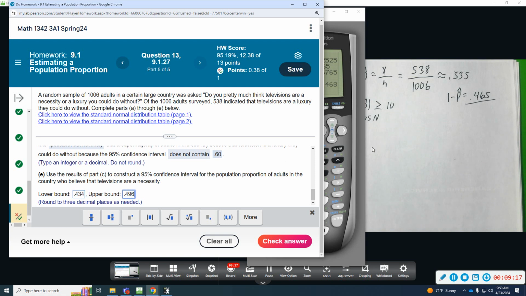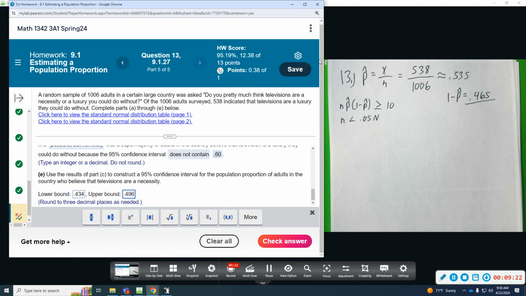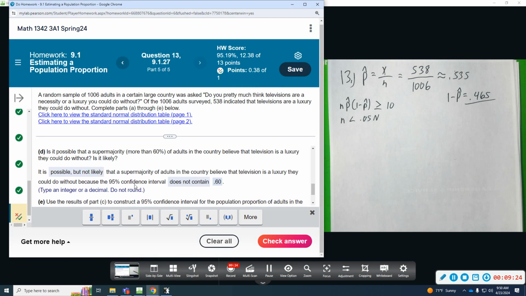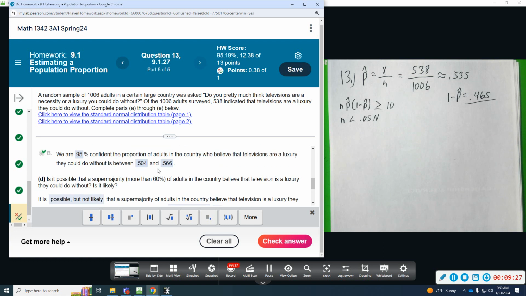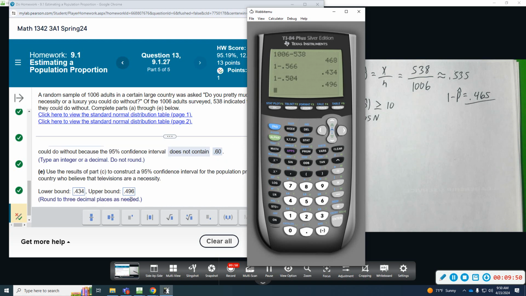Do also note that once we got the first confidence interval, we can just do 1 minus these two numbers and get the same values. If I did 1 minus the upper limit, 0.566, that gives me the lower bound of 0.434, and 1 minus 0.504 gives 0.496. You just have to know that relationship to think to do that. So you get those same two numbers, 0.434 and 0.496.